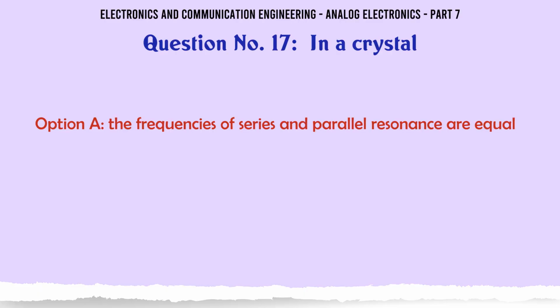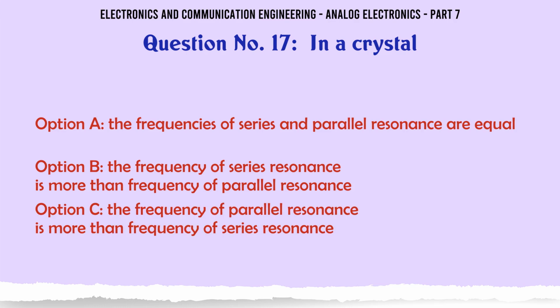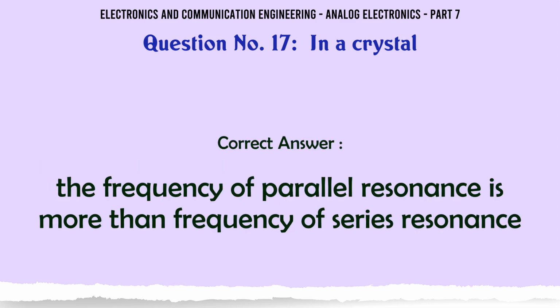In a crystal, A. the frequencies of series and parallel resonance are equal. B. The frequency of series resonance is more than frequency of parallel resonance. C. The frequency of parallel resonance is more than frequency of series resonance. D. None of the above. The correct answer is the frequency of parallel resonance is more than frequency of series resonance.